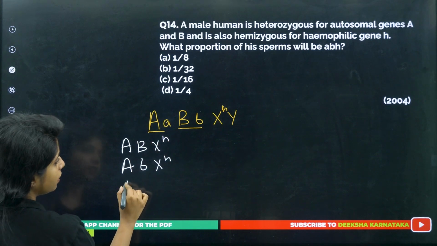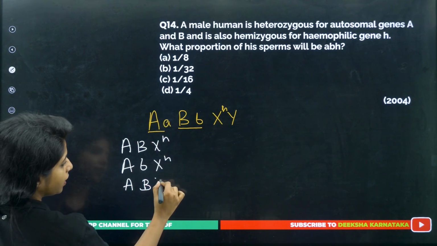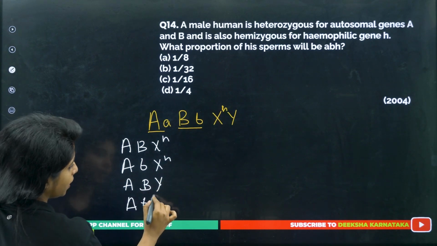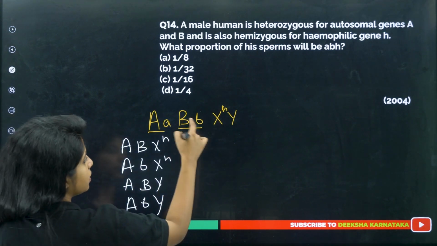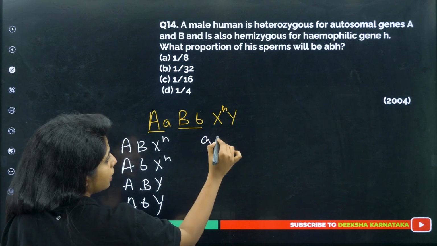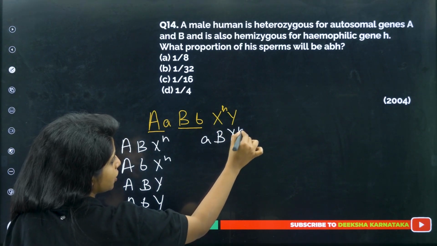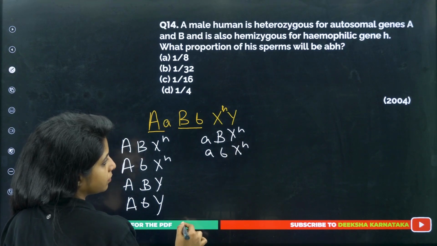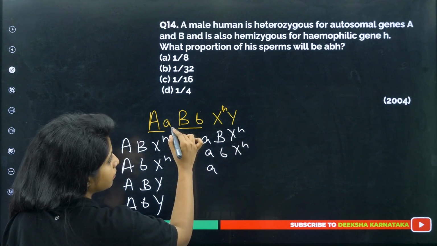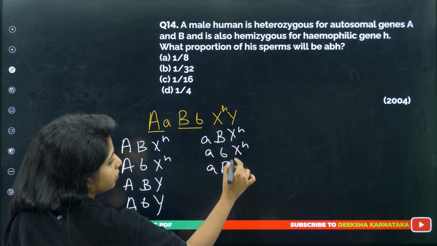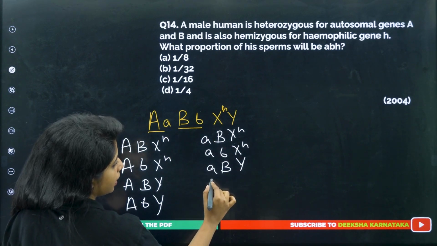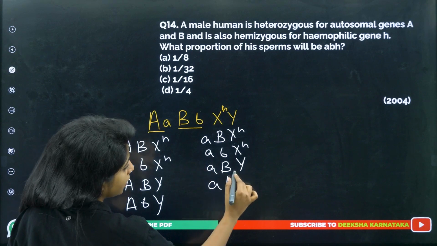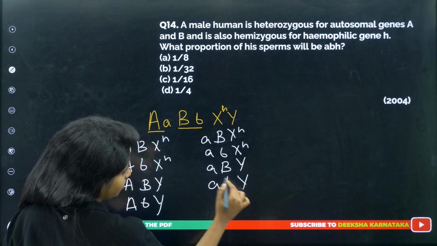Now, from here A can come, from here B can come, from here Y can come. Similarly, A can come, small b can come, and Y can come. Four, done. Now, let's start with the other one. Here A can come, capital B can come, XH can come. Similarly, A can come, small b can come, and XH can come. Next, A can come, capital B can come, Y can come. Next, A can come, small b can come and Y can come.